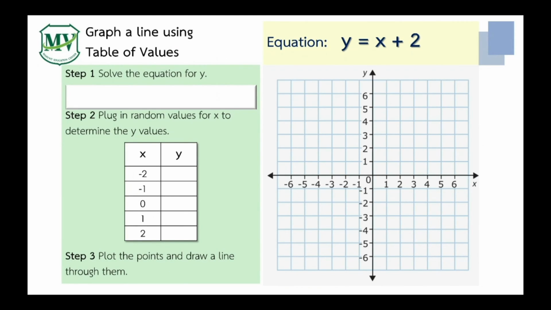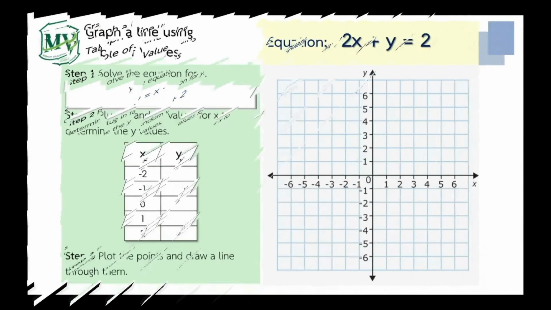Graph y equals x plus 2. Pause this video to answer. Let's check. y equals x plus 2. Let's graph negative 2, 0. Negative 1, 1. 0, 2. 1, 3. And 2, 4. Connect the dots with a straight line. This is the line of y equals x plus 2.